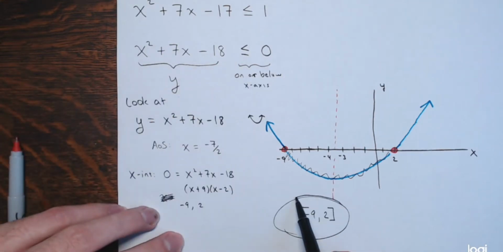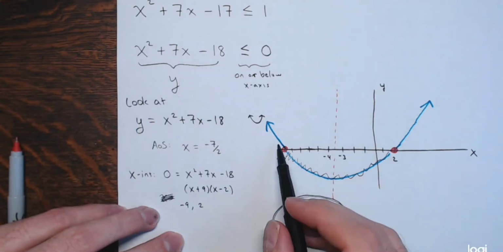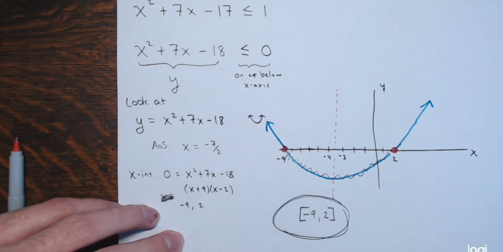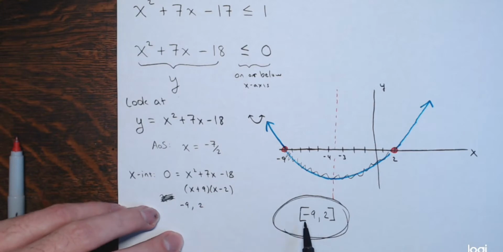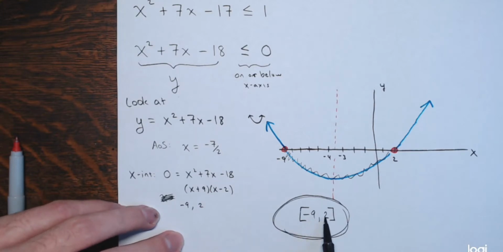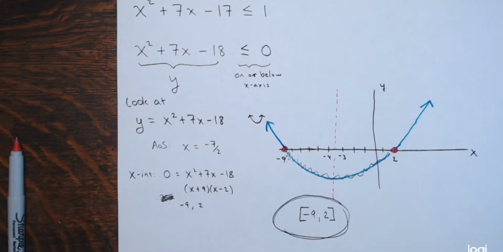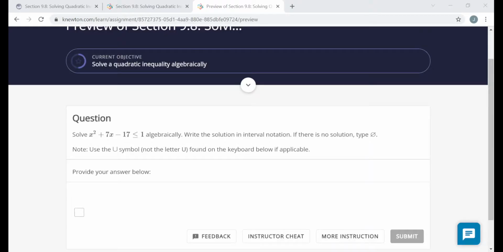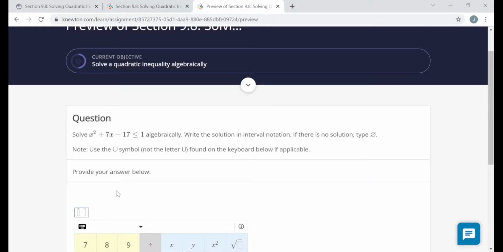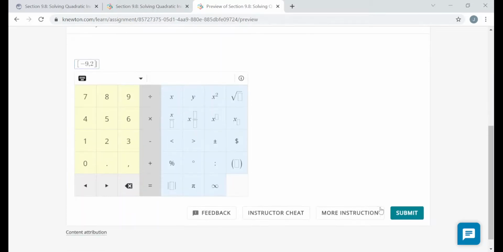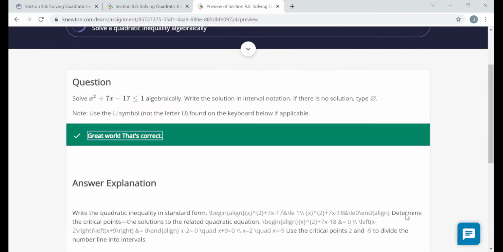And that's it. Every other value makes the y value positive, greater than 0, not less than or equal to. So here's the interval I'm looking for, from -9 to 2, including -9 and 2, so brackets on those. So bracket -9, comma 2, another bracket. Great.